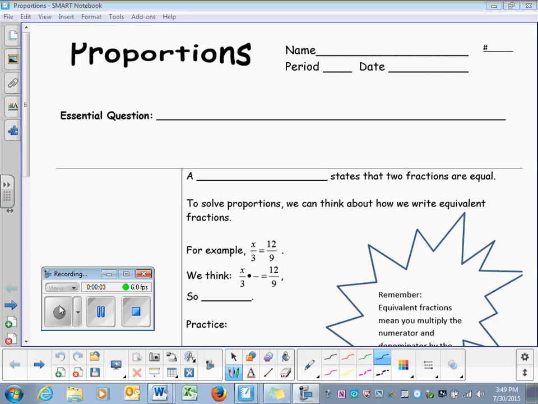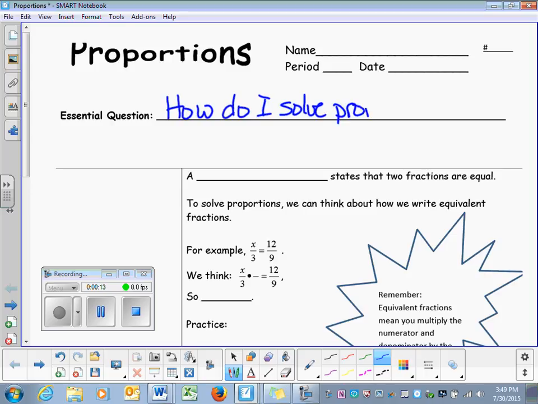Today's lesson is on proportions. Our essential question is, how do I solve proportions? A proportion states that two fractions are equal, so that's a key vocabulary word.